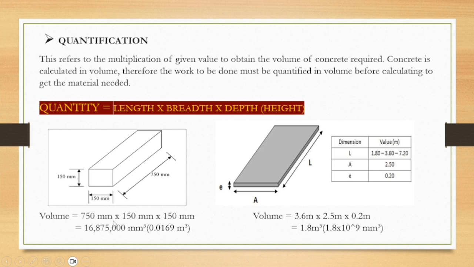If you want to convert from millimeter to meter, you just divide by 1000. That is, 1000 millimeter make 1 meter. So if you are converting a millimeter cube to volume, you just divide by 1000 in 3 places. So that's how it comes.